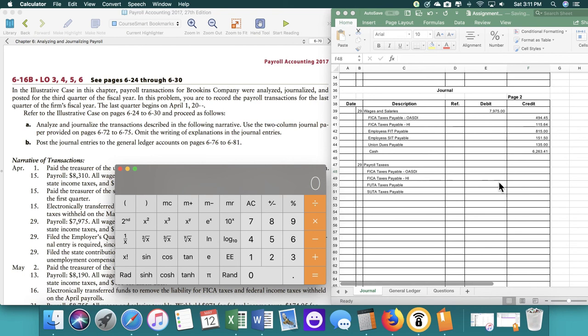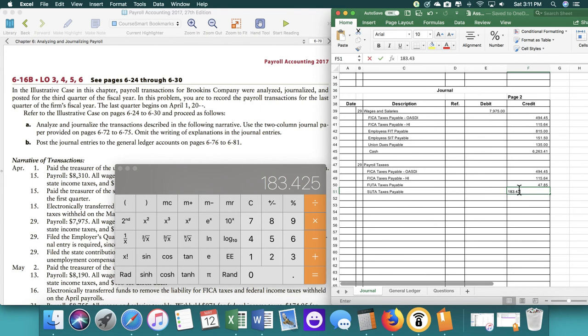Okay, and now we have to repeat the same process that we did on the 15th. Again, it's going to be the same amount for OASDI and HI. Here we're going to do the $79.75 times 0.6% gives us, $79.75 times 2.3%, $183.43. Add the amounts together. $841.37.